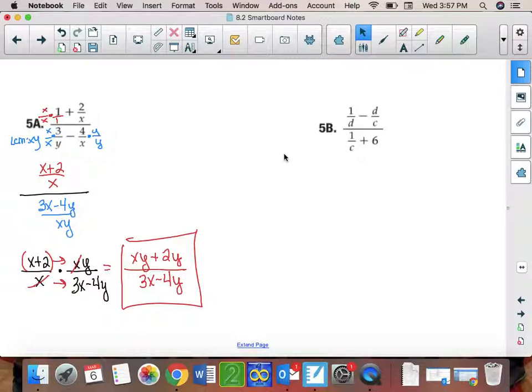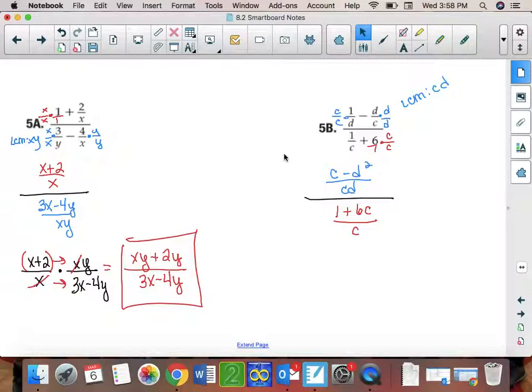Okay, let's look at 5b. So 5b, if you look at the top, the LCM would be c and d. Those are my two factors. So I have to multiply this one by d over d and multiply this one by c over c. So that would become c minus d squared over cd. And then on the bottom, the LCM would just be c, because that's my only factor. So I'm going to multiply by c over c. So this would be 1 plus 6c over c.